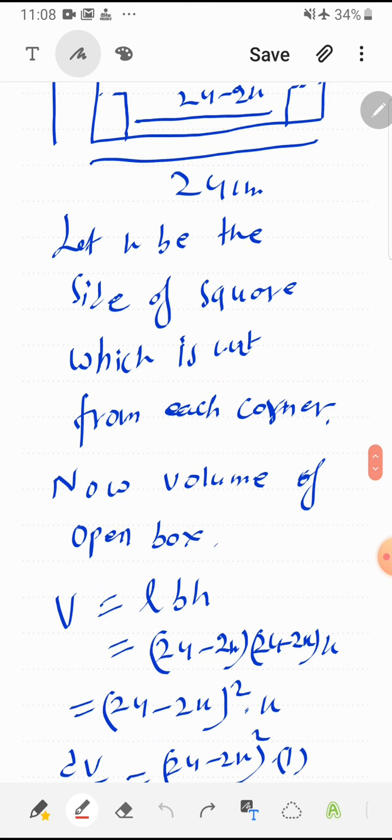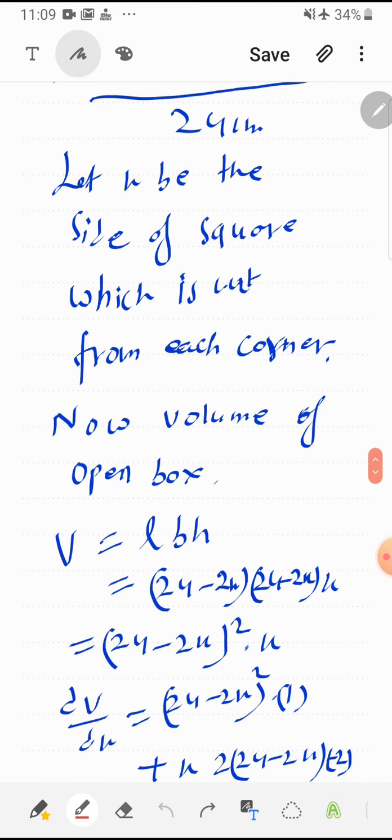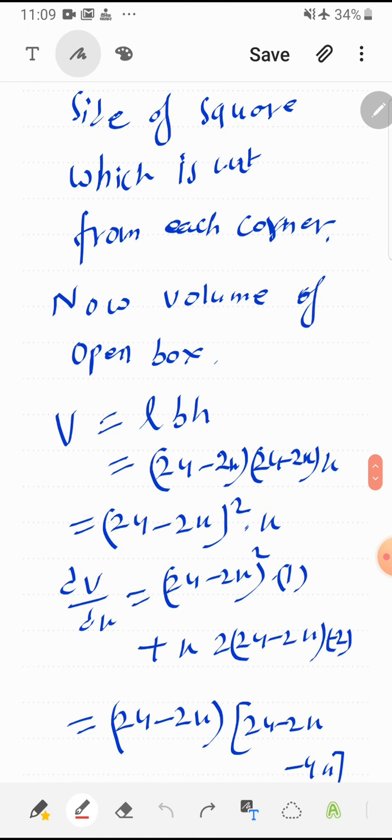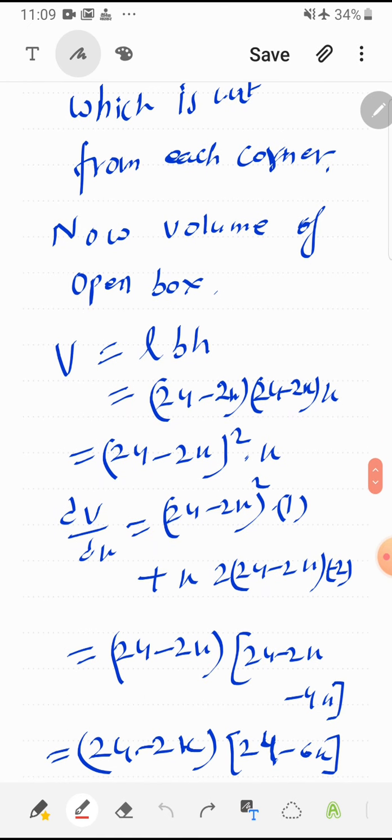So the volume of the cuboid, which is LBH usually, is (24 minus 2x) into (24 minus 2x) into x, or (24 minus 2x) whole square into x. Here I'll recommend don't open the square, rather apply the product rule in differentiation. So we are applying it, and after that try to take common, so that your calculation for calculating x becomes simple.